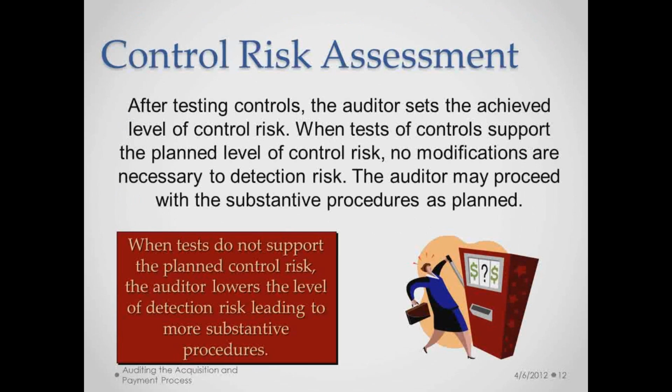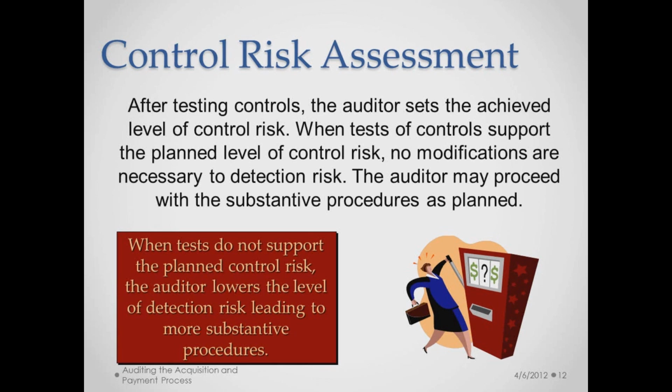So the internal control risk assessment, we talked about this when we were talking about sampling, when we talked about revenue, is going to impact the amount of testing that you do in terms of your substantive test of transactions. So when you find that your tests of controls support your preliminary control risk assessment, then you don't have to make any modifications, right?